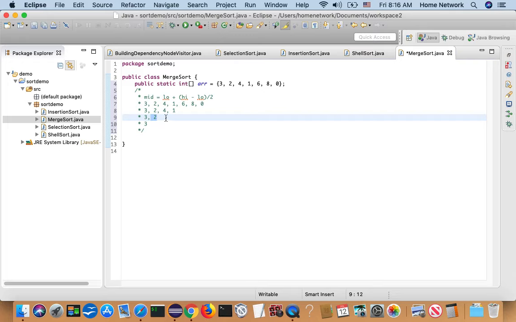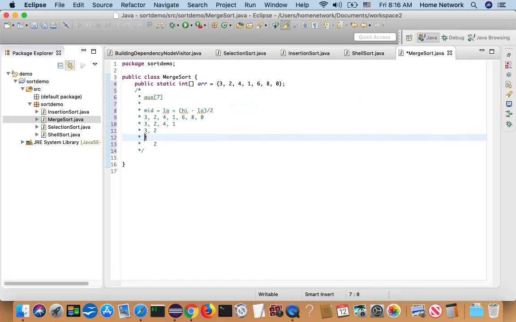Then we handle this half. 2, we try to divide 2, nothing to divide. So what's left is merge. We merge 3 and 2. In order to do that, we need an auxiliary array with the same size, 7. And we copy 3 to index 0 of the auxiliary array. And we copy 2 into index 1 of the auxiliary array.